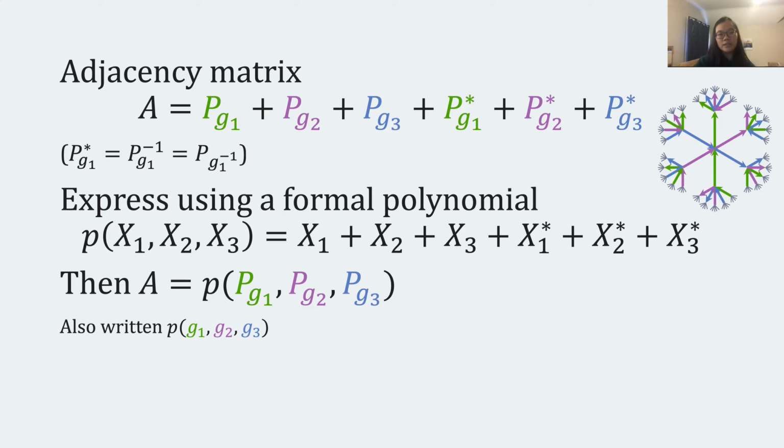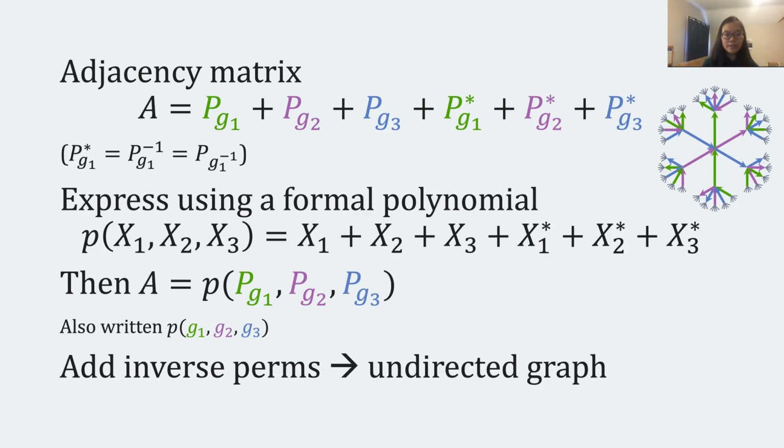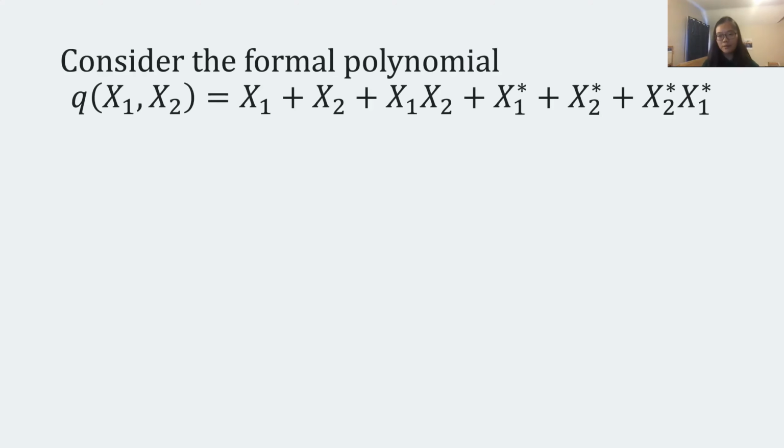One more thing to note here is that my polynomial is formally self-adjoint, in the sense that for every term, the adjoint of the term also appears. Then when I plug in these permutation matrices, it's going to result in an undirected graph. For this paper, we mostly only consider self-adjoint polynomials, because we eventually want to study undirected graphs. Okay, I went through all of that business of viewing the graph as a polynomial because it lets us think about more general polynomials and how they can represent more general graphs.